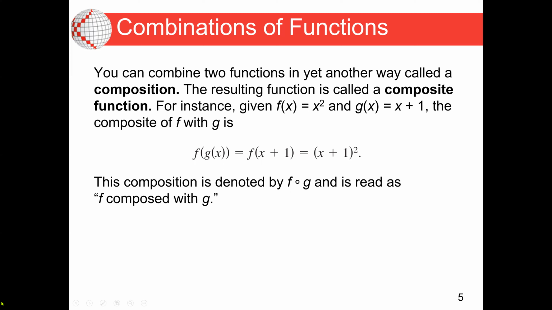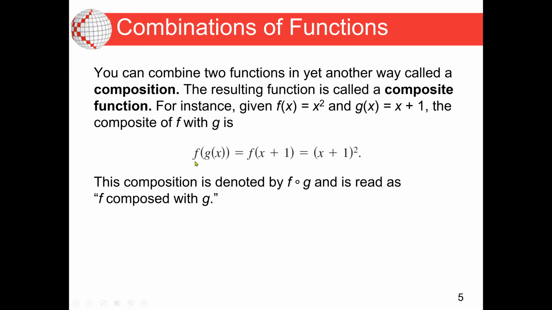So for instance, we have an example here. If I have f(x) equal to x squared and g(x) equal to x plus 1, to find the composite of f with g, we write the f function outside, then the inner function will be g(x). Now, if I want to find the composite of g with f, then the g function will be outside, and the f function will be inside.